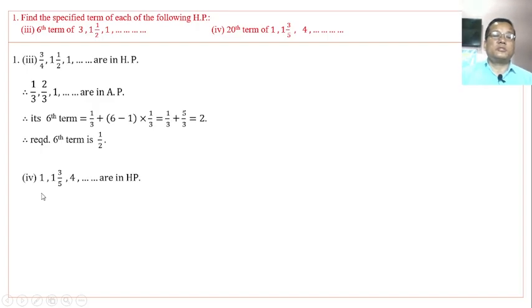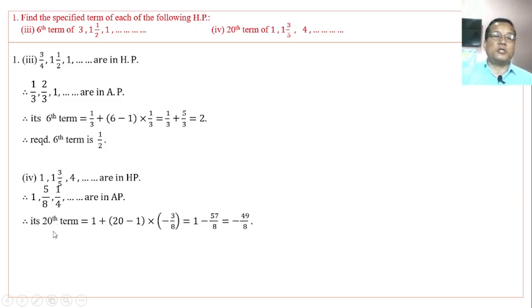Number 4. This is the given HP. The corresponding AP is the reciprocals 1, 5 by 2, 5 by 3 and so on, which are in AP. Therefore we find the 20th term, A20: the first term 1 plus 20 minus 1 times the common difference. The common difference is 5 by 3 minus 1 by 2. Let us simplify, we get minus 49 by 2. Therefore the required 20th term is the reciprocal, that is minus 2 by 49.